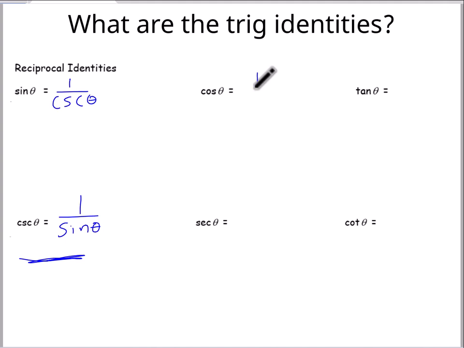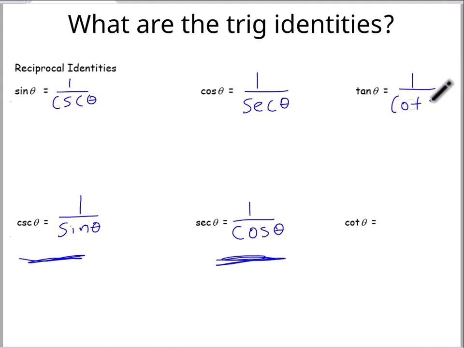Cosine and secant: cosine is 1 over secant, and secant is 1 over cosine. Similar to cosecant, this is probably the one you're going to use the most. Then tangent would be 1 over cotangent, and cotangent is 1 over tangent. Honestly, these are probably not the ones you'll use as frequently, but it's good that we're talking about all of them. So these are all of your reciprocal identities.